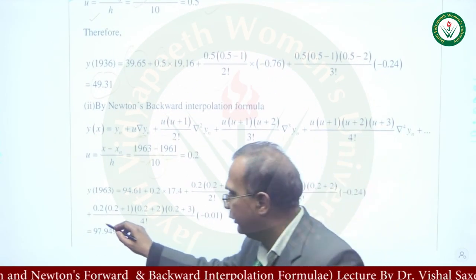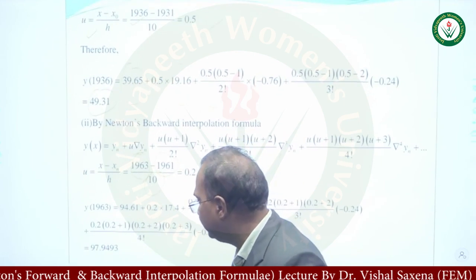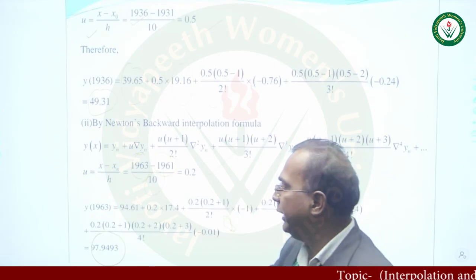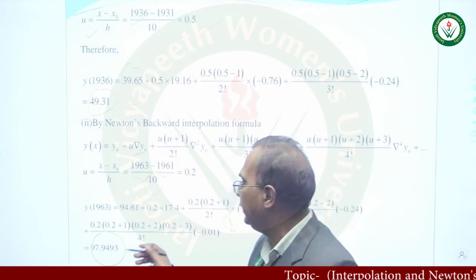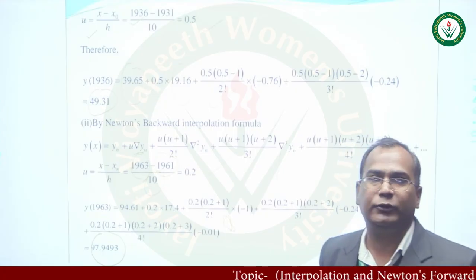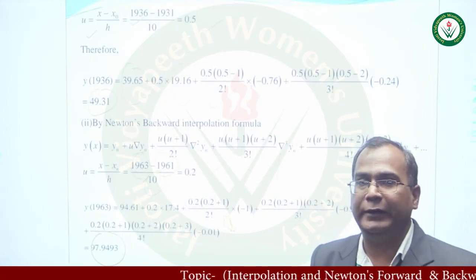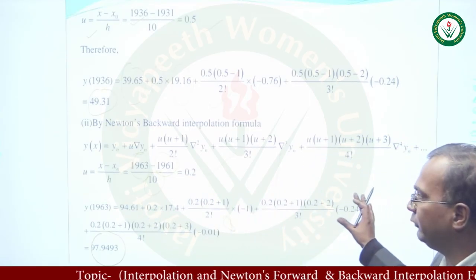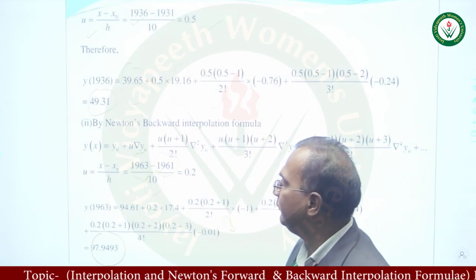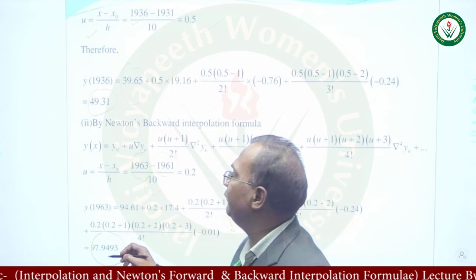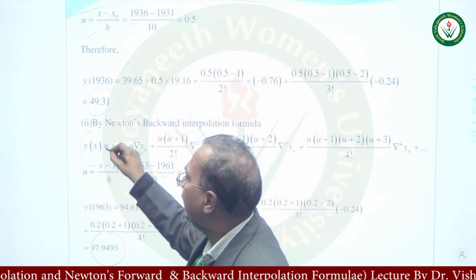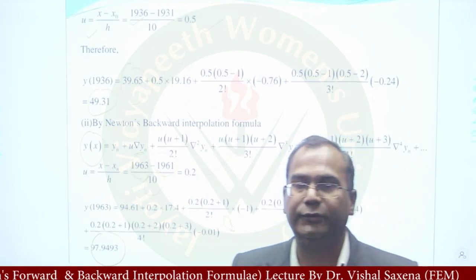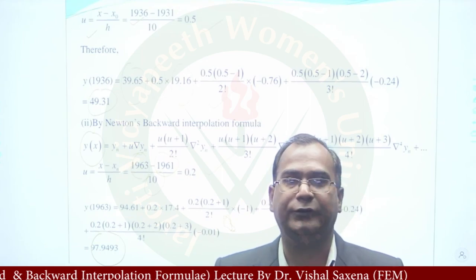Look at here, this is the result of this value. After solving, we will get the value 97.9493. We can use a scientific calculator to solve it, otherwise an error will generate. So we should solve the whole equation, all these values, in the same order. And this 97.9493 is the value of this function y at 1963. And with this I conclude my today's lecture. Thank you.